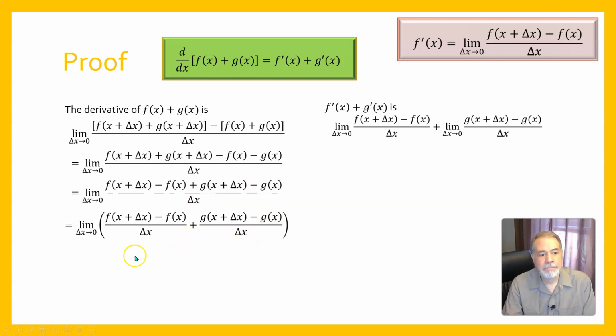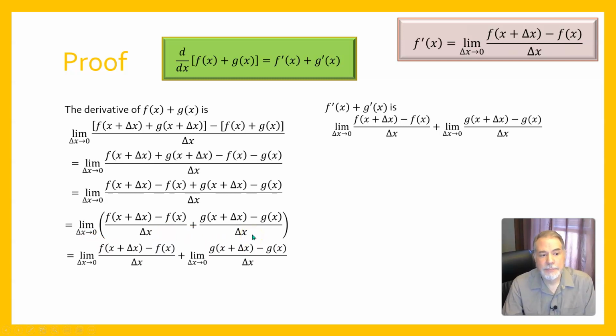And then the limit of a sum is equal to the sum of the limits. So that's equal to the limit as delta x approaches 0 of f of x plus delta x minus f of x over delta x, plus the limit as delta x approaches 0 of g of x plus delta x minus g of x over delta x, which is, by definition, f prime of x plus g prime of x. So that completes the proof.